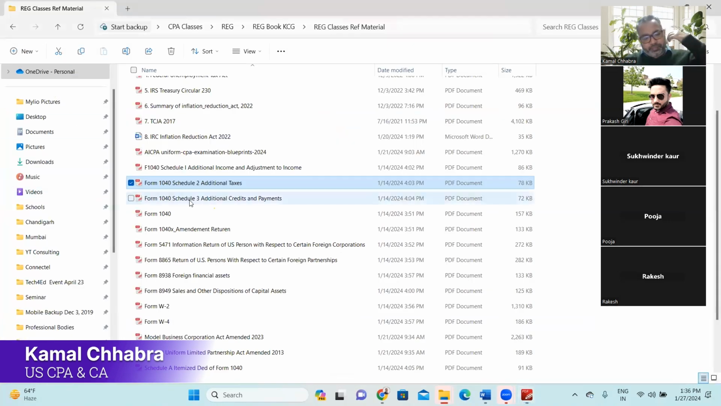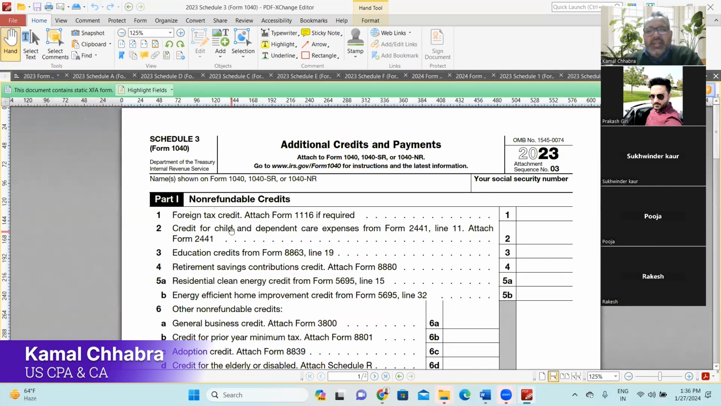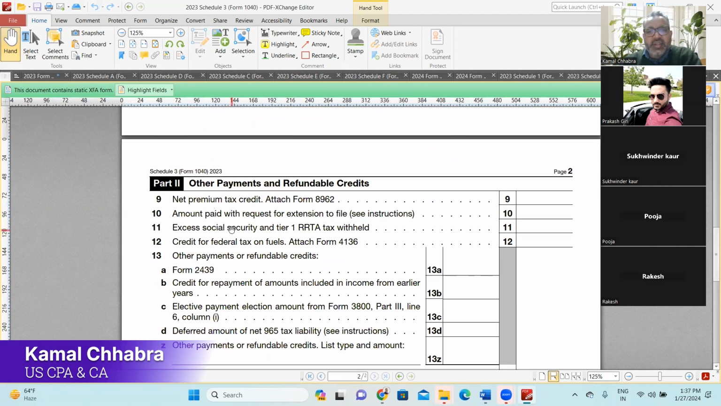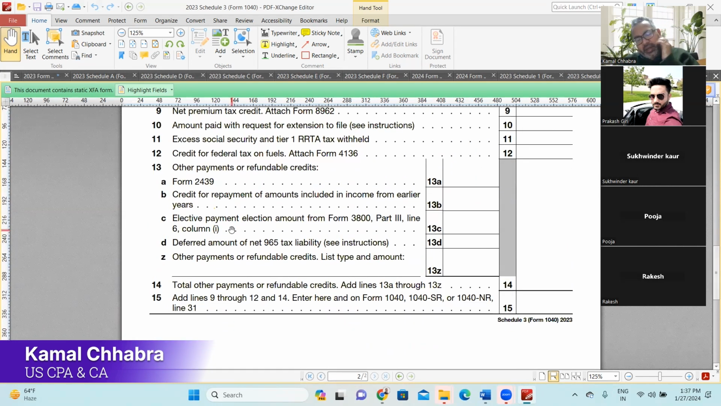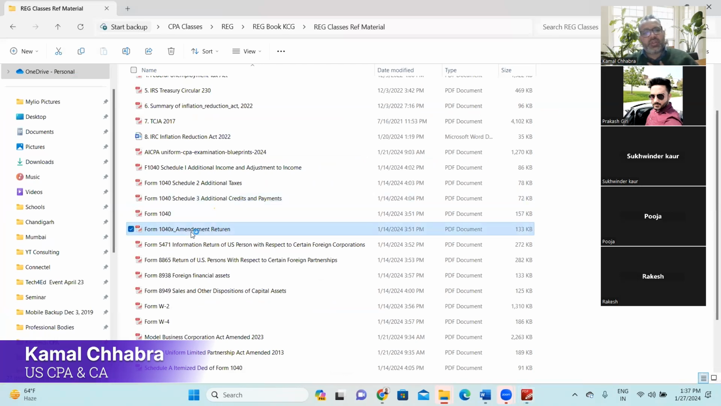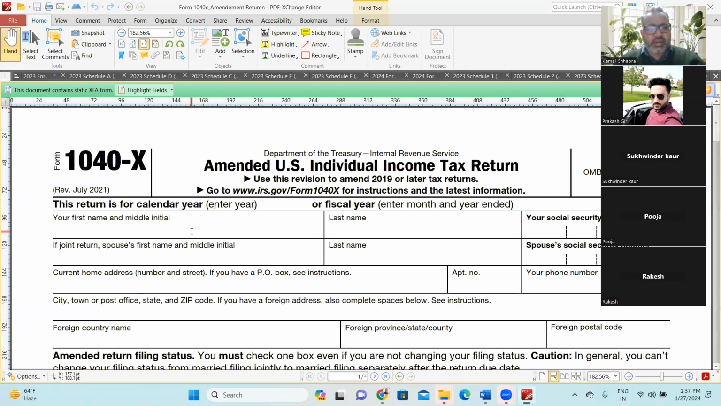Then after, for tax credits, there is Schedule 3. Here you'll be providing the details of all the tax credits. Tax credits are of two categories, refundable and non-refundable. That we will also be discussing in detail. So all the tax credit details in the respective format will go in Schedule 3. And then this is Form 1040-X, the amended tax return.